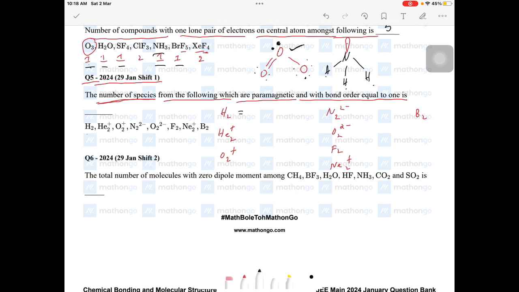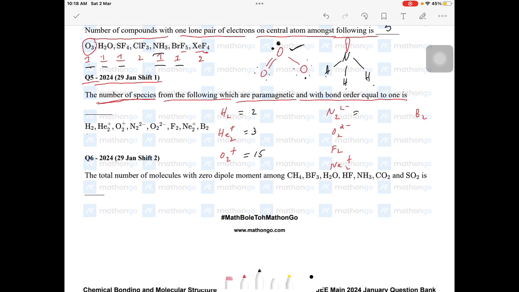Take the total number of electrons. H2 has 2. He2 plus: helium's atomic number is 2, so He2 means 4 electrons, but with plus 1 it is 3. O2 2 plus: total electrons are 8 in each oxygen, and 2 oxygens are there, so 16, plus 1 gives 15.